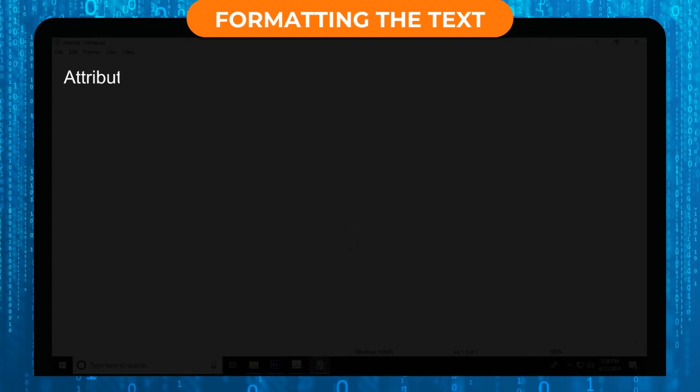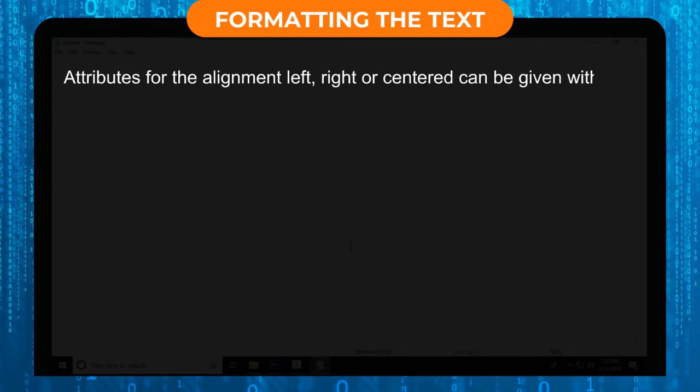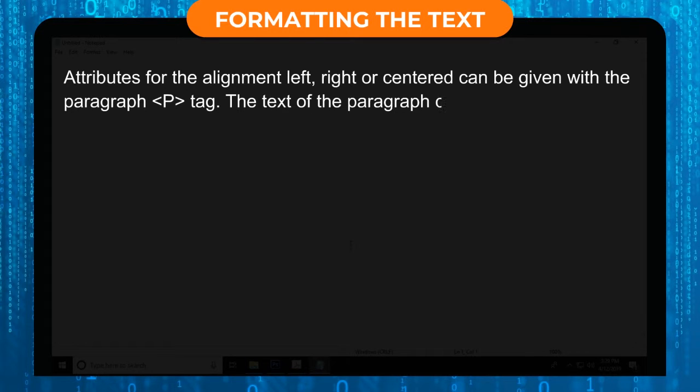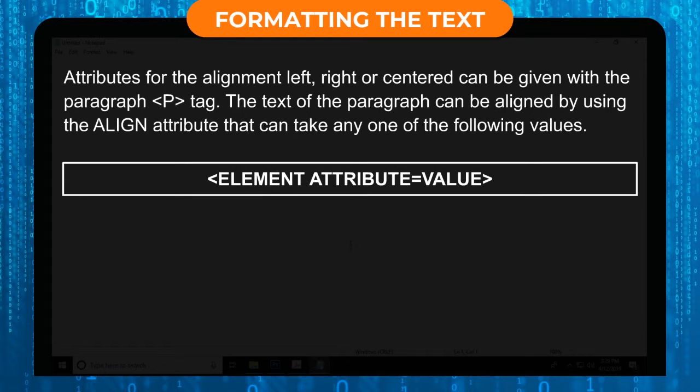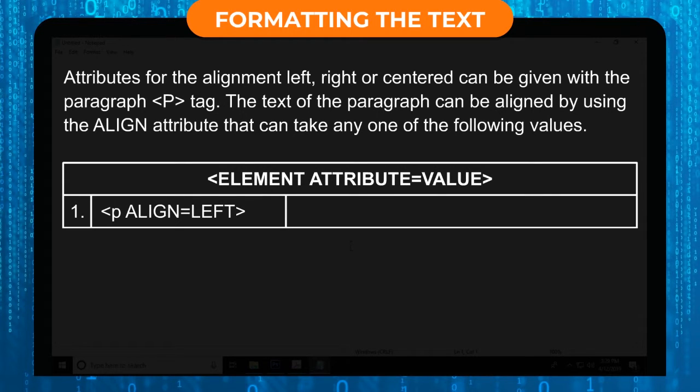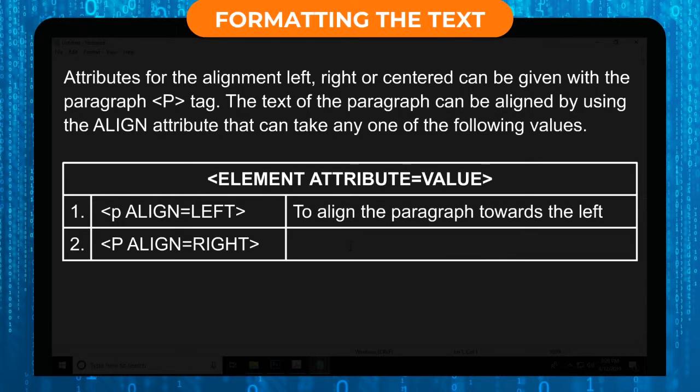Aligning the text. Attributes for the alignment of left, right or centered can be given with the paragraph P tag. The text of these paragraphs can be aligned by using the align attribute that can take any one of these values. Element attribute value. P align is equal to left, to align the paragraph towards the left. P align is equal to right, to align the paragraph towards the right.